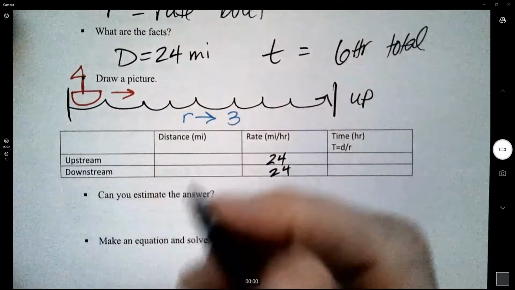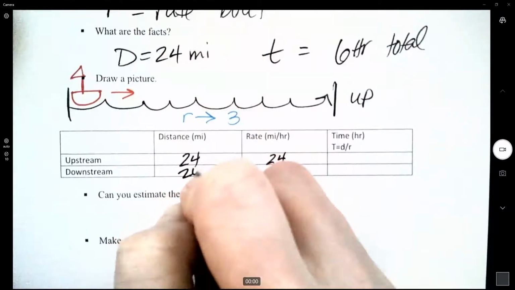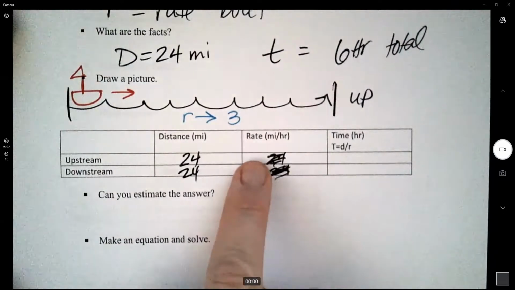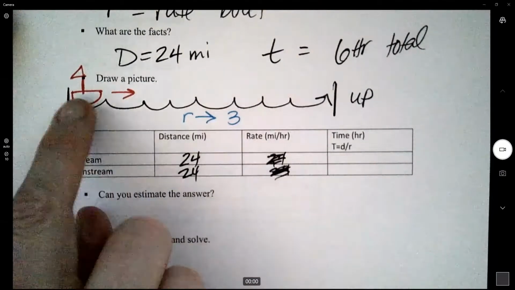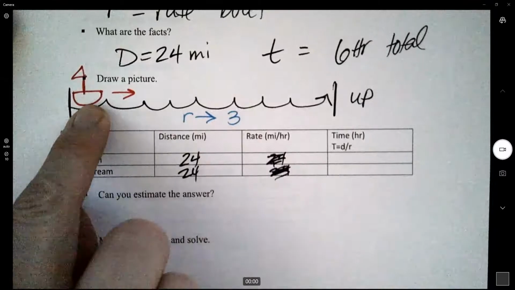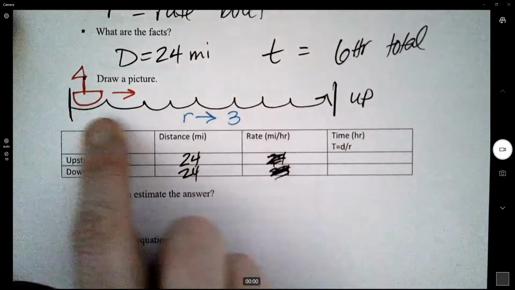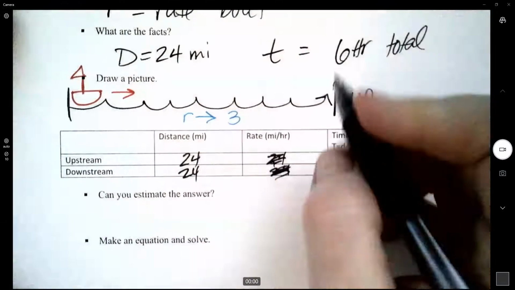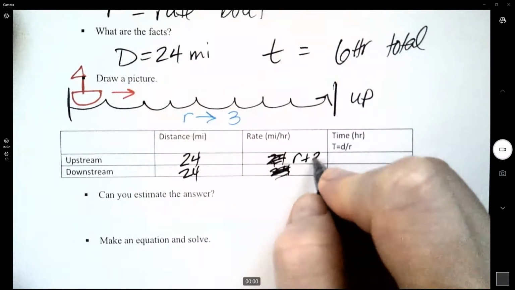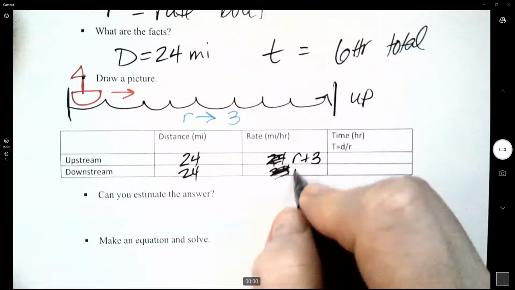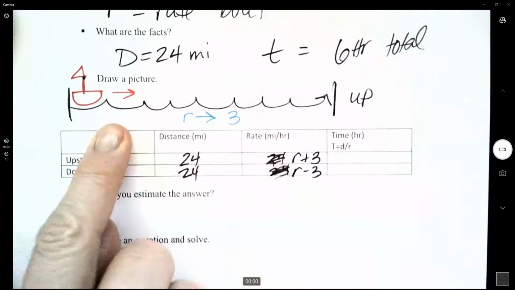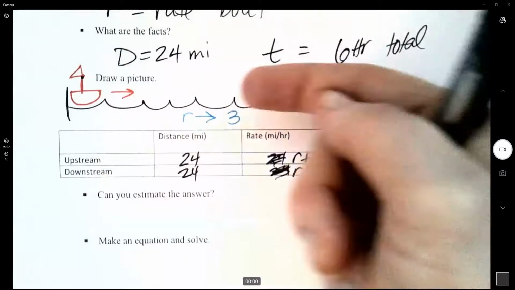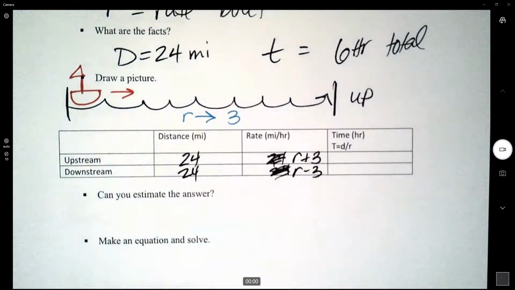Oh, excuse me, I put that in the wrong spot, 24 and 24. I know that the rate going upstream is going to be the rate of the boat plus an additional 3 because it's helping me go in that direction. So I'm going to do R plus 3. And then back is going to be R minus 3 because when we're coming back, I've got the current that is hindering me. I'm working against the current on the way back.